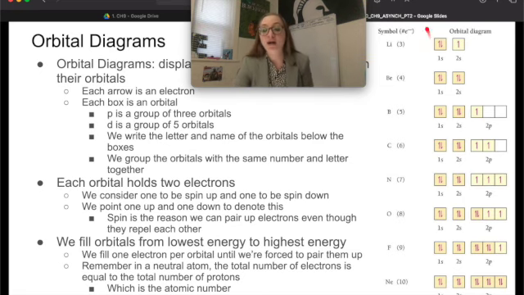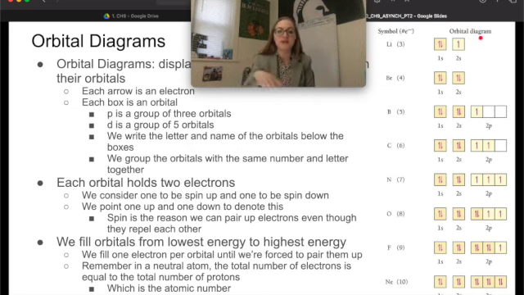Each arrow represents an electron. Lithium has 3 electrons: 1 electron, 2 electrons, 3 electrons. Do you see that weird half-looking arrow? It's showing us something we don't know quite what it is yet. And each box is an orbital.